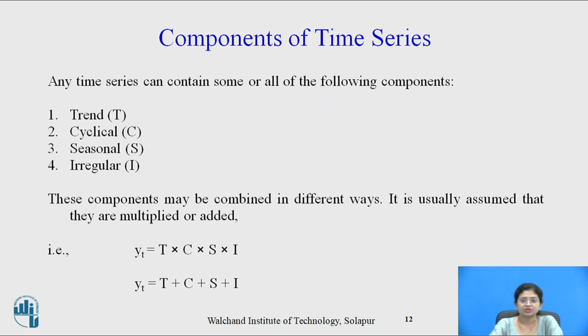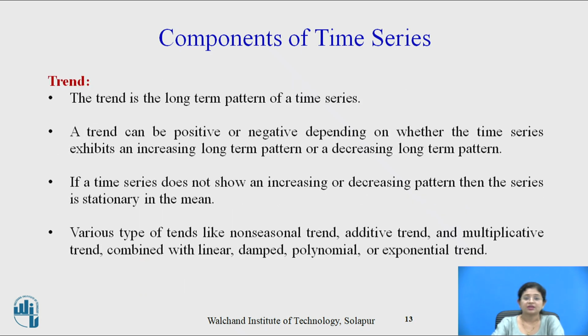So there are 4 components of time series. The first one is trend, represented as capital T, then the cyclical, seasonal and irregular. So these components may be combined in different ways. It is usually assumed that they are multiplied or added. So for the multiplication and for the addition, we have given here the expression that y t equals T multiplied by C multiplied by S multiplied by I. Similarly for addition.